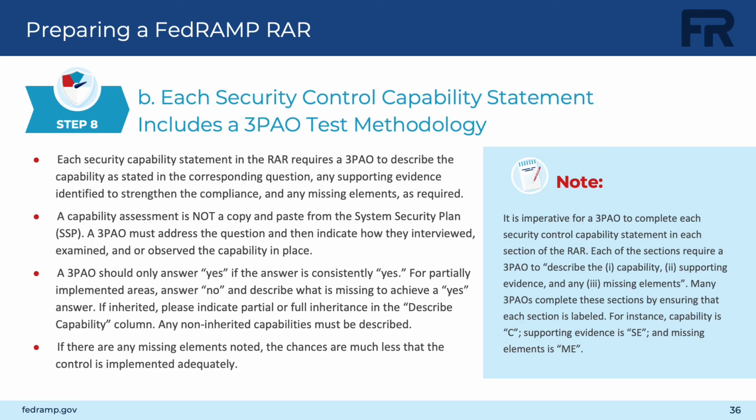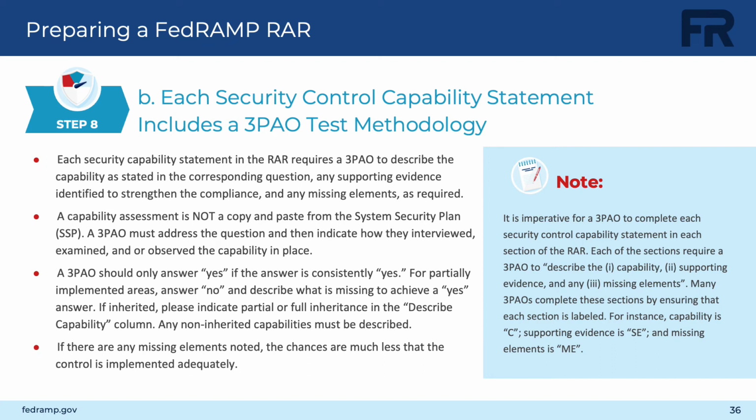Step 8B is to ensure that each security control capability statement includes a 3PAO test methodology. Recording the 3PAO's testimony for the capabilities section seems to be problematic for many 3PAOs. Atop each of the tables for each of the capabilities sections, in the third column, is the following direction: describe capability, supporting evidence, and any missing elements.